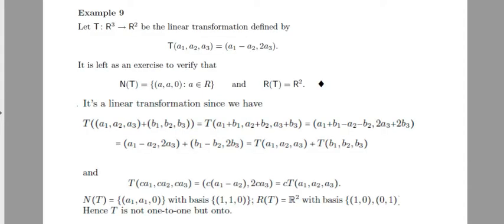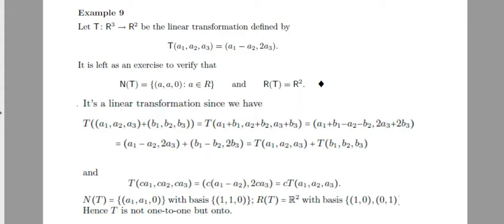Next example, T from R cube to R square is the linear transformation defined by T of (A1, A2, A3) is (A1 minus A2, 2 A3). Now we have to find the null space of T and the range of T. First we have to verify that it is a linear transformation. So T of (A1, A2, A3) plus (B1, B2, B3) will come out to be T of (A1, A2, A3) plus T of (B1, B2, B3), and T of (cA1, cA2, cA3) is equal to c times T of (A1, A2, A3).